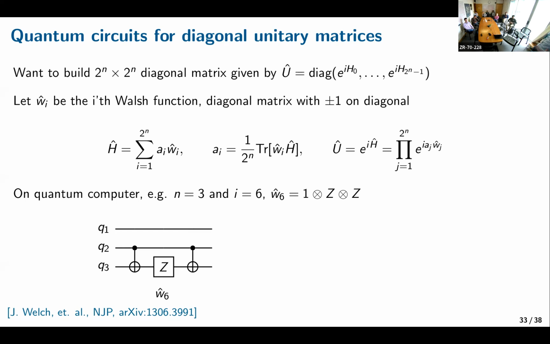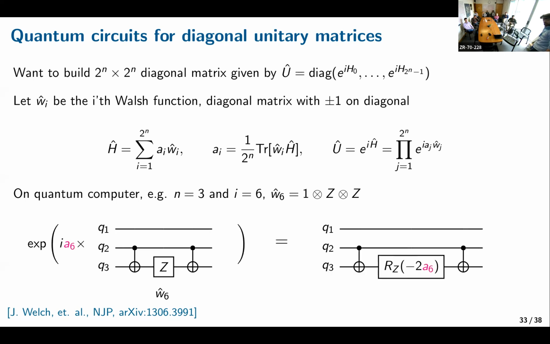And now if we want to exponentiate this, it can be done in a straightforward way. You just replace the Z gate with a rotation gate around the Z axis, and then the phase is just minus 2 times the Walsh coefficient. And so this can be generalized for an arbitrary number of qubits and an arbitrary Walsh function, and then you can build your time evolution operator using these. And that's how you would build it exactly.